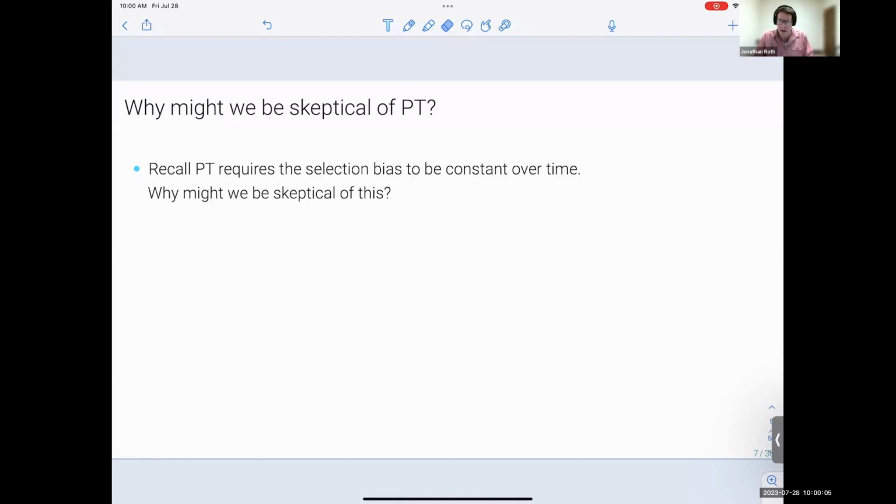I'll maybe just pause here for 30 seconds and see if anyone wants to put into the Q&A some thoughts on why we might be skeptical of this assumption. I think this is a good place for you guys to think about that on your own.